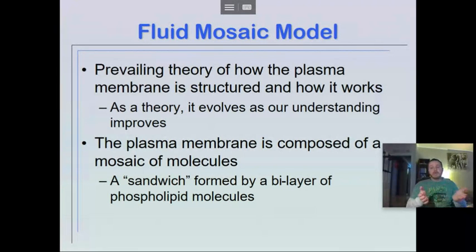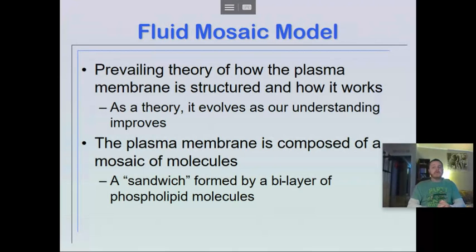Now, first we've got to talk about how this membrane is constructed, and we've hinted at this a little bit. There's what we call the fluid mosaic model. That is the prevailing theory of how the plasma membrane is structured. This theory is around 100 years old, and it's constantly evolving. Your text gives a rough timeline of when some discoveries began being made about how this is structured and what scientists believed it was and what it did.